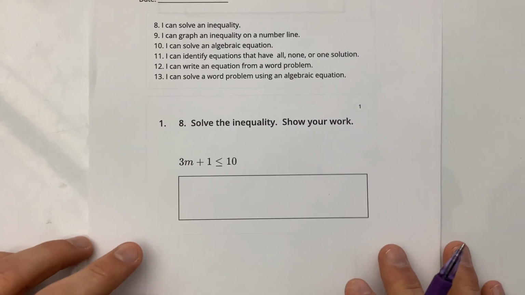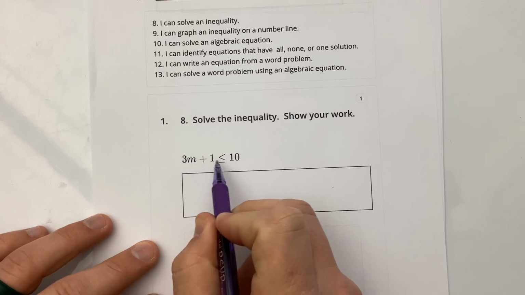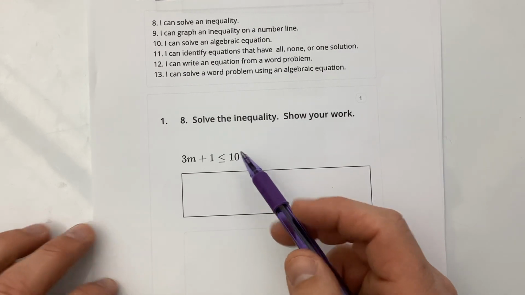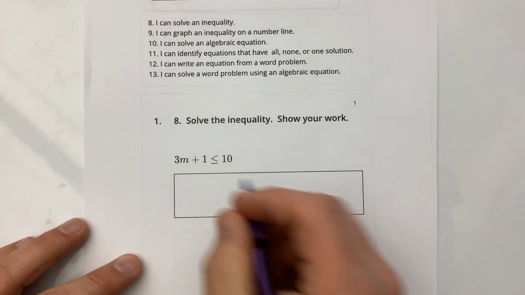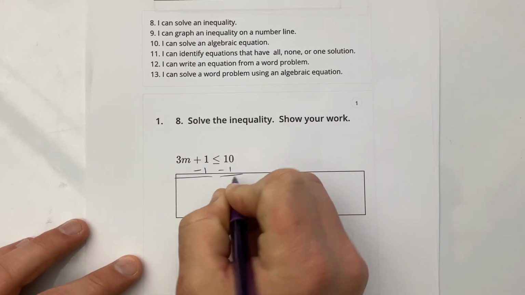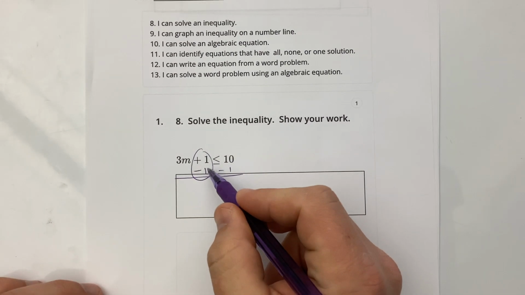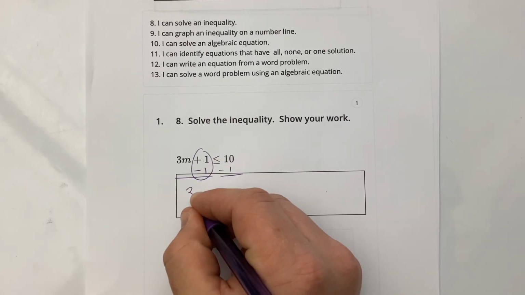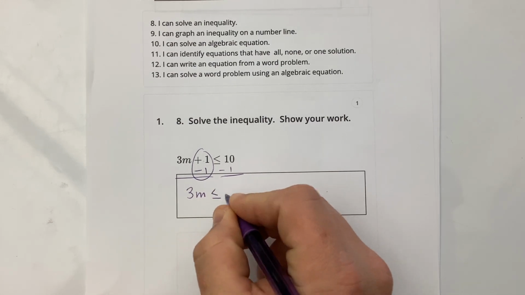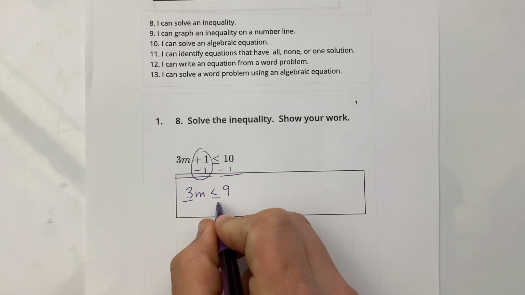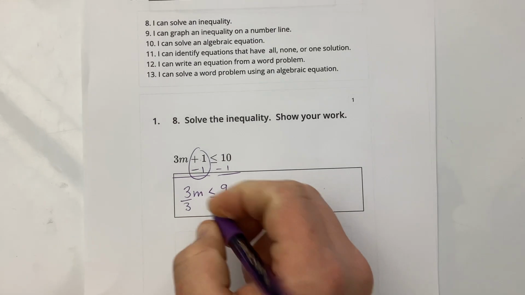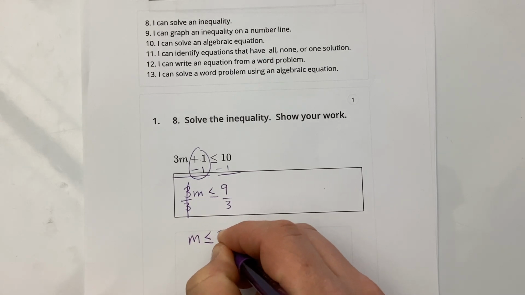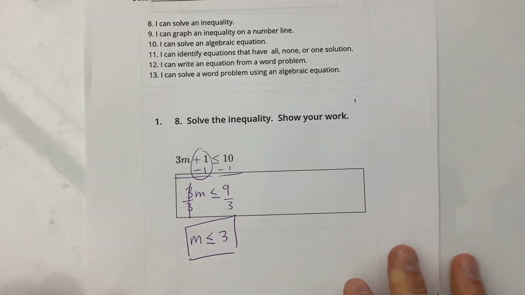Solve inequalities. Show your work. I'm gonna solve inequalities the same as I solve equations, except if I divide or multiply by a negative number, I have to flip the sign. So here, I'm just gonna subtract 1 from both sides. That goes to 0. I always circle 0 pairs and make sure that there's a positive and a negative in each one. And I have 3m is less than or equal to 9. Divide both sides by the coefficient, which is 3. 3 divided by 3 is 1. 1 times m is less than or equal to 3. Voila.